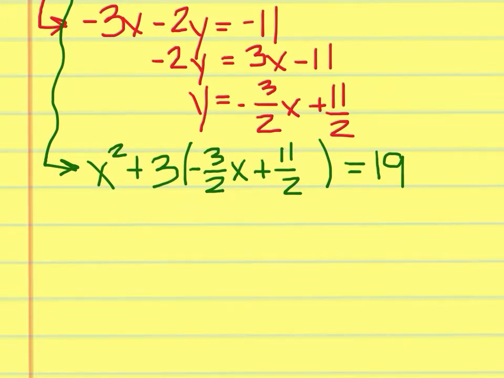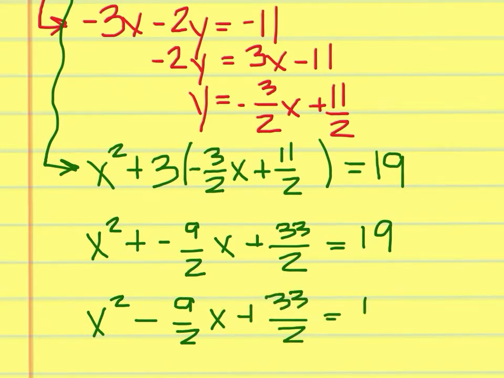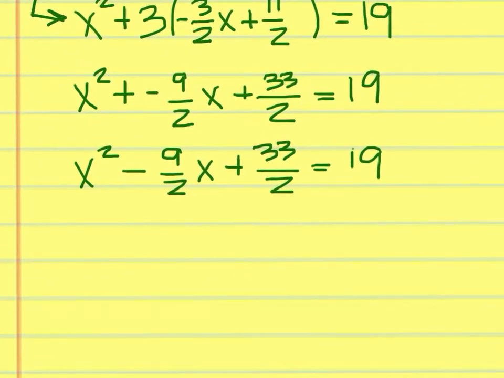Now you have to simplify, taking away the parentheses. X squared plus, you could put plus a negative 9 over 2, but then simplify the signs later. And then 3 times 11 over 2 is 33 over 2 equals 19. Of course, you don't have a plus minus in your problem, or plus a negative. Just make it x squared minus 9 halves x plus 33 over 2 equals 19. We want to try to create a quadratic equation if we can.